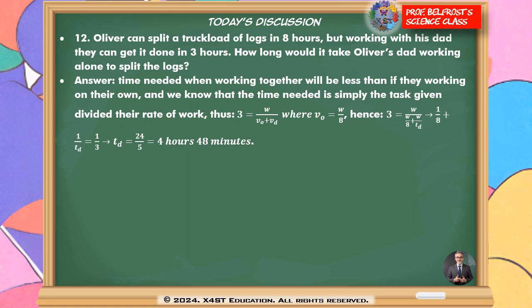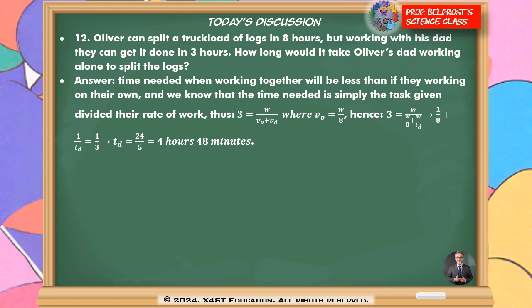Number 12, the last one. Oliver can split a pile of logs in 8 hours, but working with his dad can get it done in 3 hours. How long would it take Oliver's dad working alone to split the logs? Okay, so this is quite tricky. Time needed when working together will be less than if they're working on their own. And we know that time needed is simply the task given divided by their rate of work.